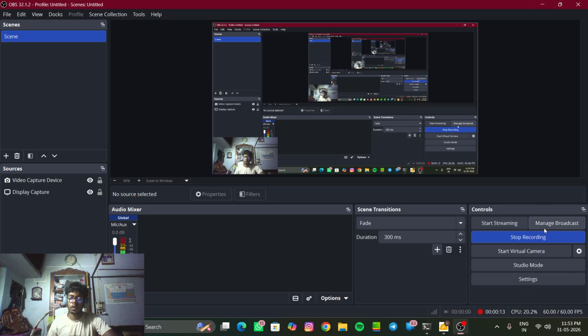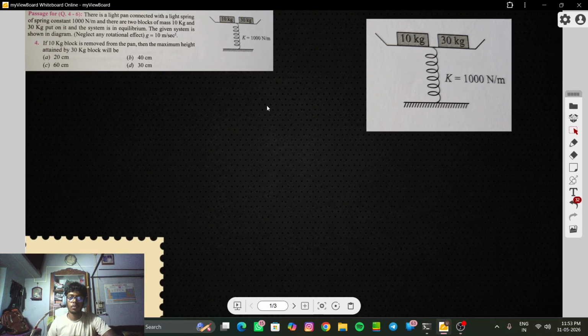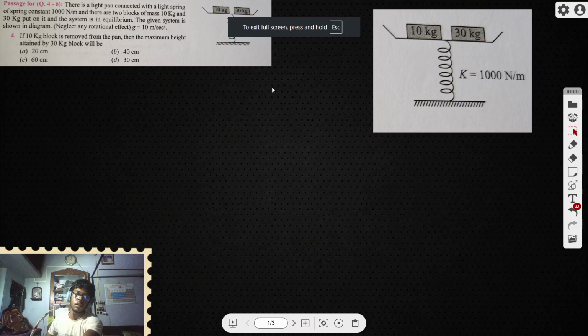In this video, I'm going to solve this question. It's a question from laws of motion, SHM, mechanical energy conservation, everything mixed. There is a light pan connected with a light spring of spring constant 1000 Newton per meter, and there are two blocks of mass 10 kg and 30 kg put on it. The system is in equilibrium. The given system is shown in the diagram.